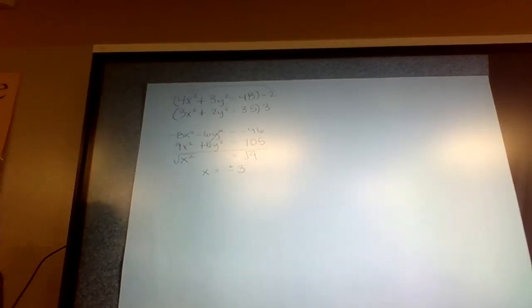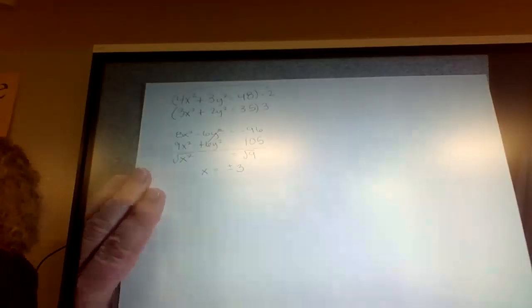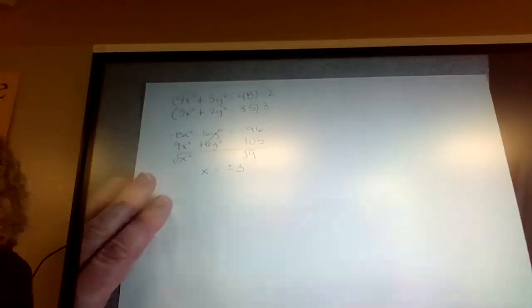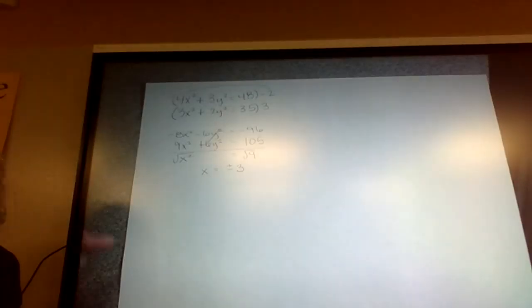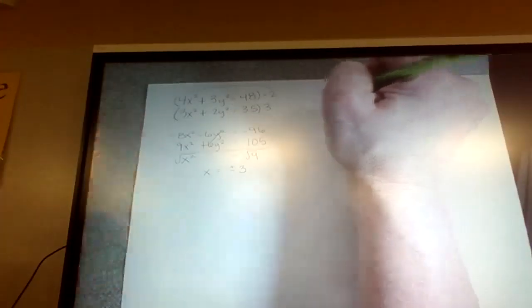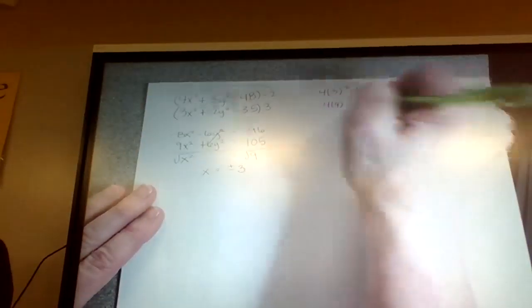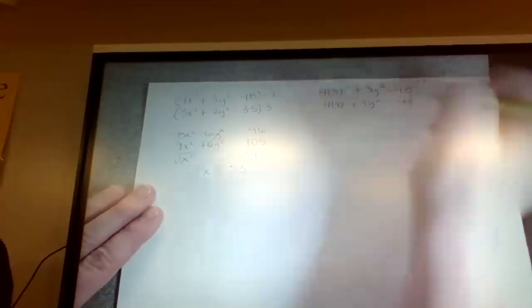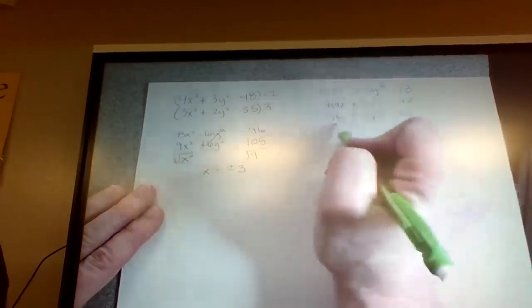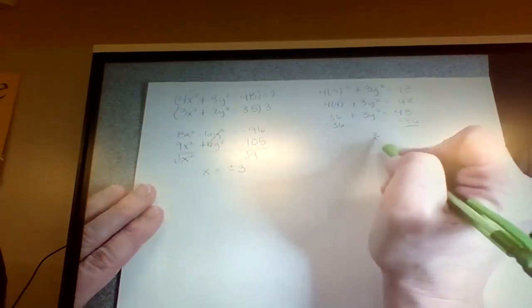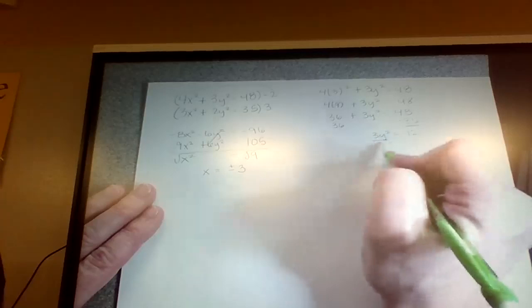Okay, so we're going to put +3 into one of these problems, completely work it out. Then we're going to put -3 into one of these problems and completely work it out. Which one do you want to put it in? Top. So that's 4 times 3 squared plus 3y squared equals 48. So 4 times 9, plus 3y squared equals 48. So right now I'm just doing algebra to get the y by itself.